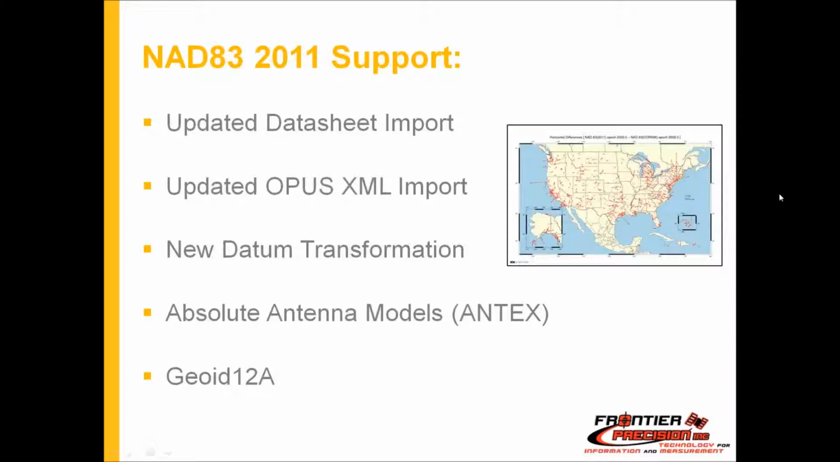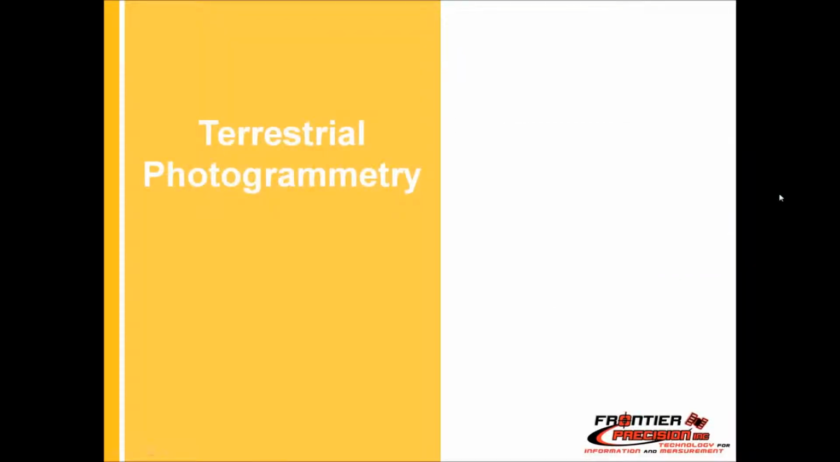Also, full support for NAD83 2011. It has the updated formats for the NGS datasheets and OPUS XML data, so there shouldn't be any issues downloading the new format of the datasheets, as well as has the new datum transformation, absolute antenna models, and also full support for Geoid 12A. All right, so terrestrial photogrammetry is a pretty big enhancement.